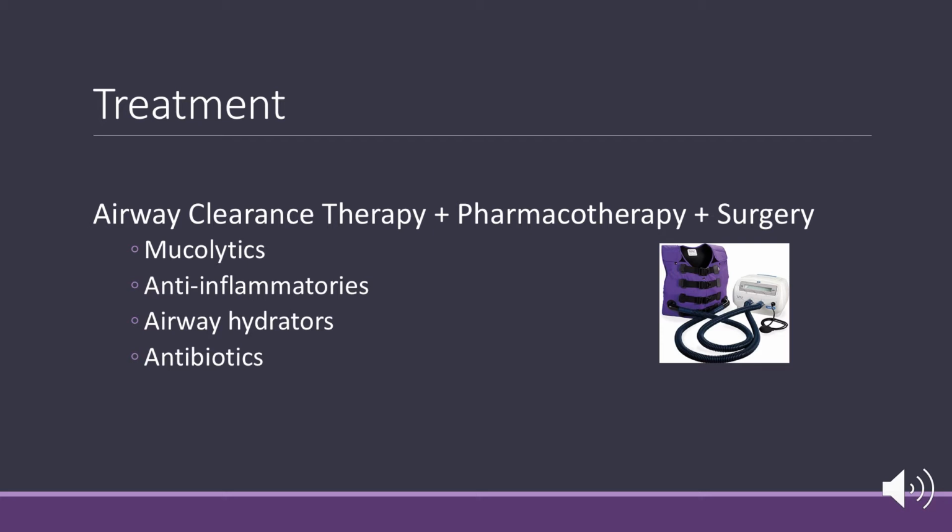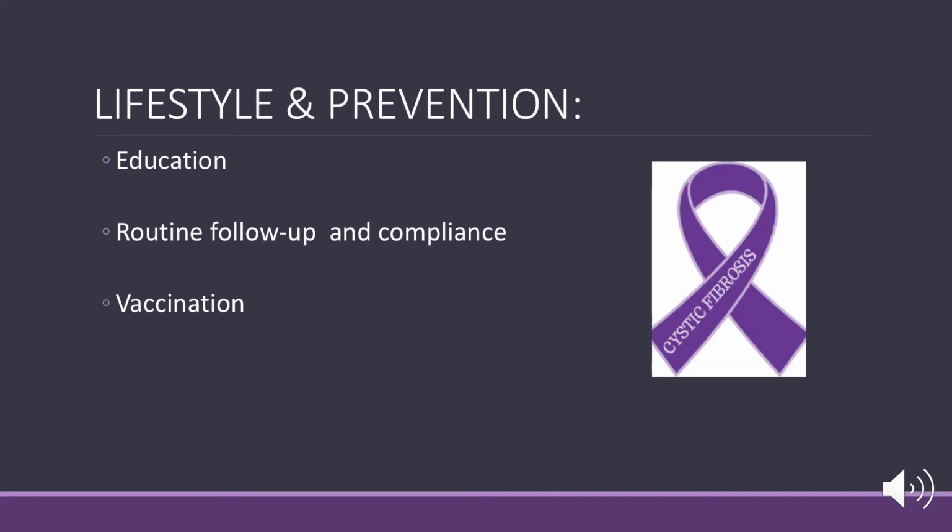Moving on to lifestyle and prevention. Follow-up care and routine evaluation by multidisciplinary specialists every 2 to 3 months is needed to follow the progression and severity of the disease. At each visit, respiratory cultures are obtained, pulmonary function is tested, and oxyhemoglobin saturation is measured to monitor lung function and to determine which, if any, adjustments are warranted.